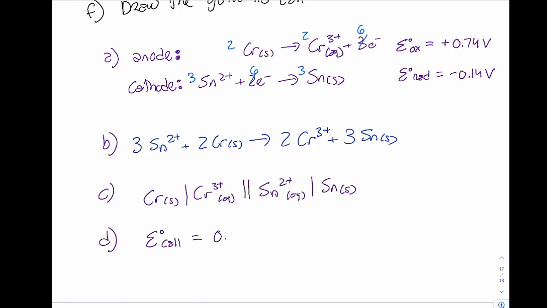So I'm going to take 0.74 volts, and then I'm going to add to that or subtract, however you want to do it, a negative 0.14 volts. Which comes out to be 0.60 volts. So 2 digits after the decimal point. I want 2 digits after my decimal point.